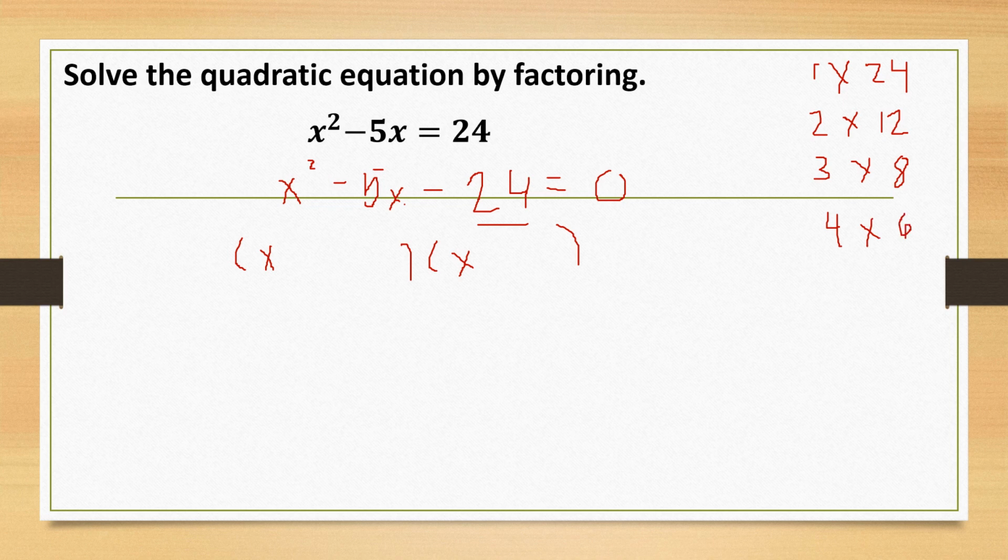Now, for the middle term, we have negative 5. Which among the factor pairs will give us 5 when added or subtracted? That will be 3 and 8. Now look at the sign of the middle term and negative 24.